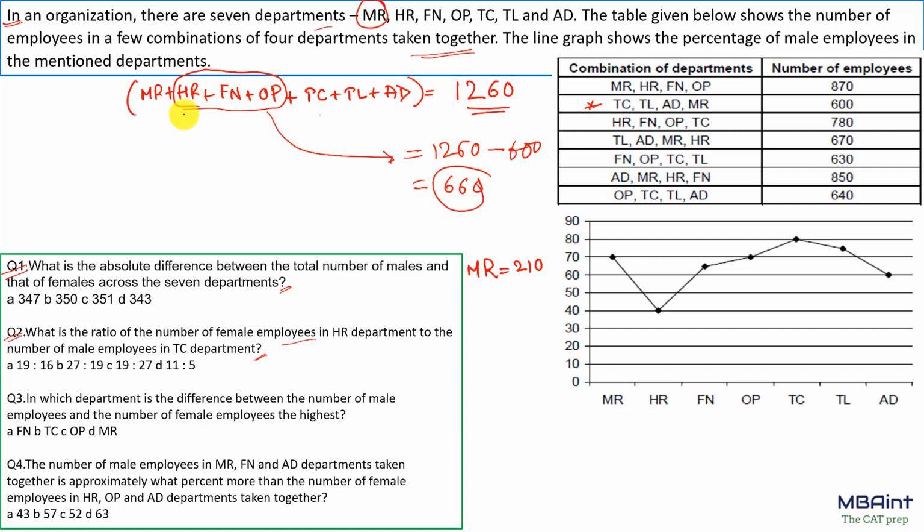Fine. Now where do HR, FN and OP come? In the next row I see that HR, FN and OP come plus TC. So I can find the value of TC now. If we subtract 660 from 780, I get 120. So the value of TC becomes 120. Similarly, for all the individual departments, we can find the value, right?